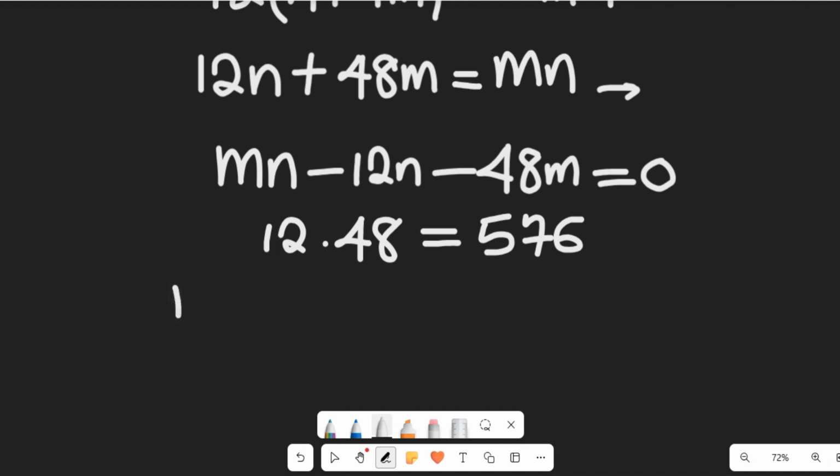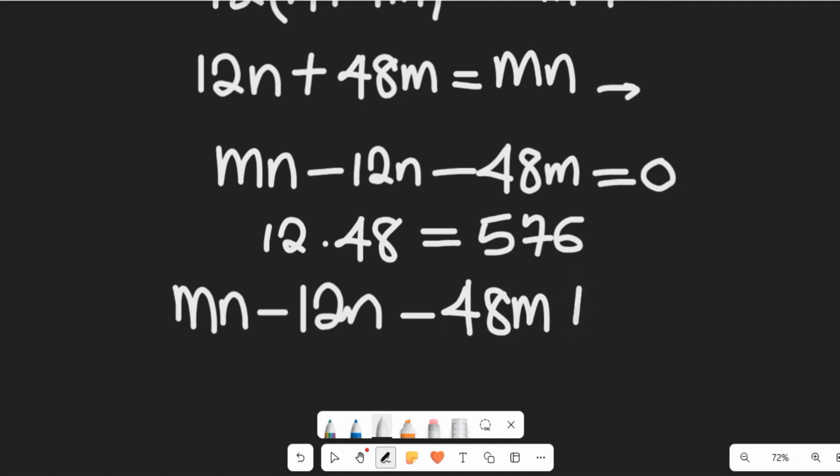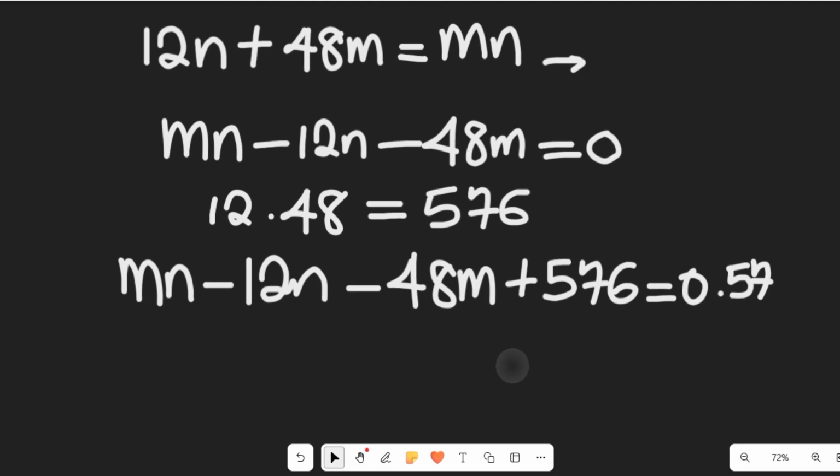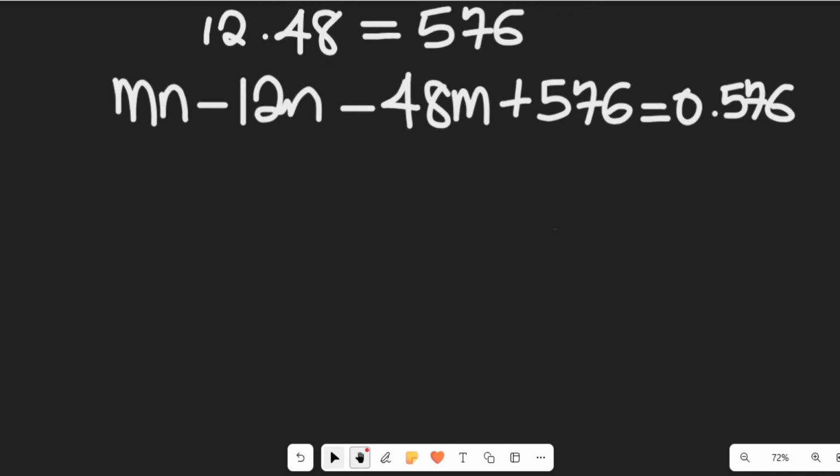So that means if we add 576 to this expression, we can factorize it. So let's add 576. This gives us mn minus 12n minus 48m, plus 576, and this is equal to 0 plus 576. Anything you do on the left hand side in mathematics, you must do on the right hand side. So now, on the right hand side, we just have 0 times 576, which will give us 0. Now we can simplify it.